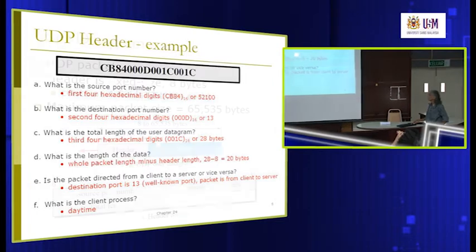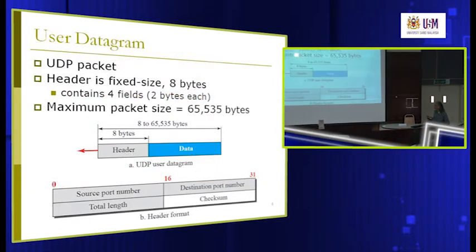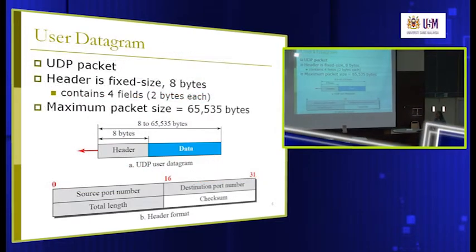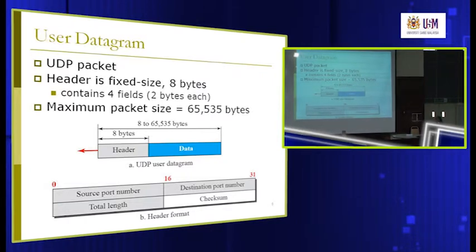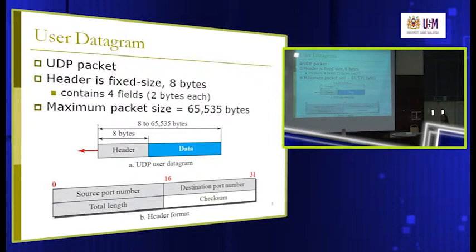So how do we divide it? The first two bytes is the source port number. The first 16 bits is the source port number, the second 16 bits is the destination port number, the third 16 bits is the length, and the last 16 bits is the checksum.